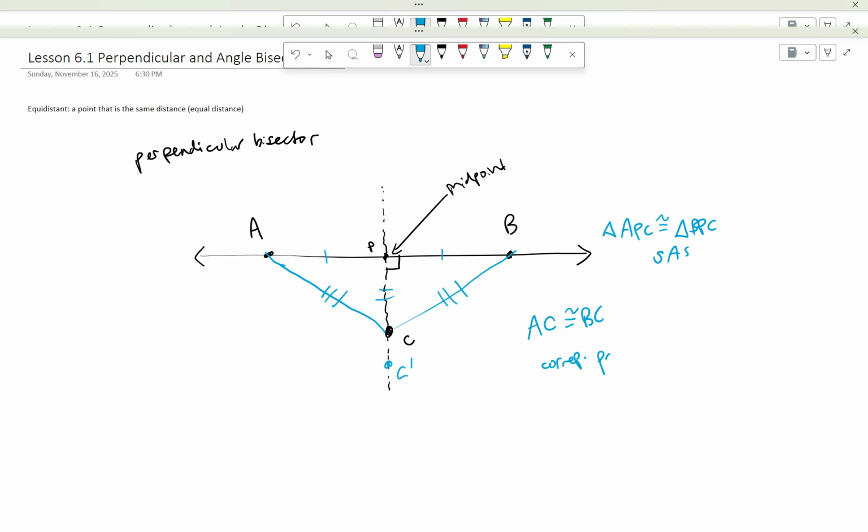So our theorem that we have here is this: a point on the perpendicular bisector is equidistant to either endpoint of the line segment it bisects. All right? So we have a converse to examine here too.